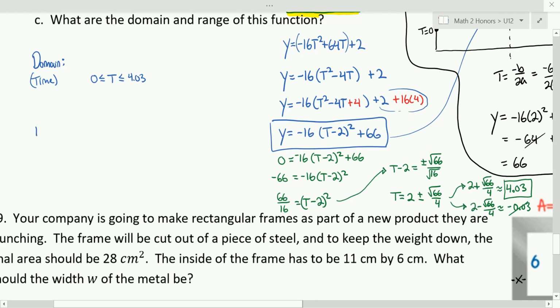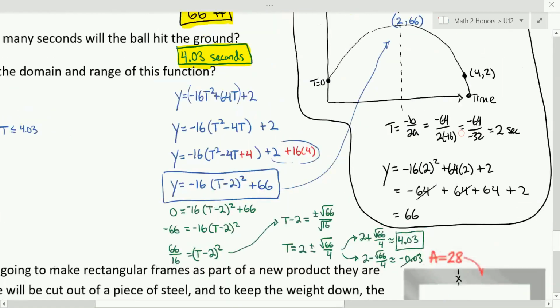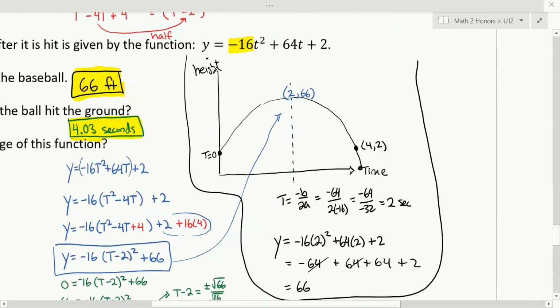Now, a range is this. If I plug in any value between 0 and 4.03, what answers will I get? From what to what? That's what your range is. Your range is like, what's my lowest value as an answer that I'll get, and what's the highest value I'll get as an answer. And looking at a graph is the best way to do that. So looking at our graph, this is the only piece. What's the lowest value you see, and what's the highest value?